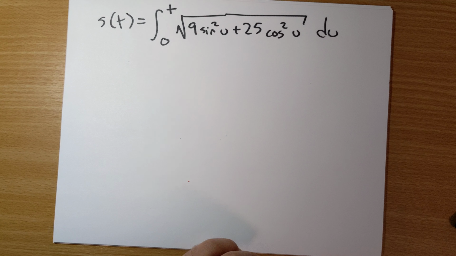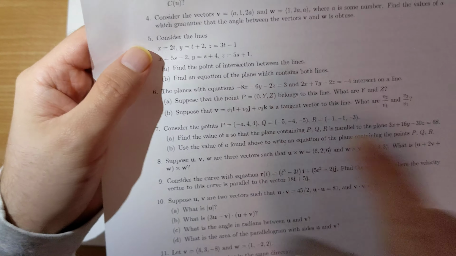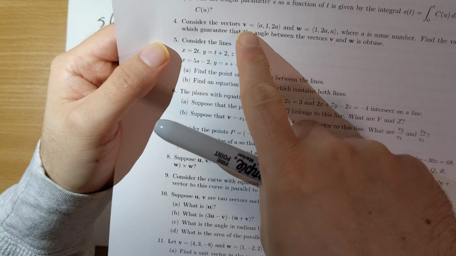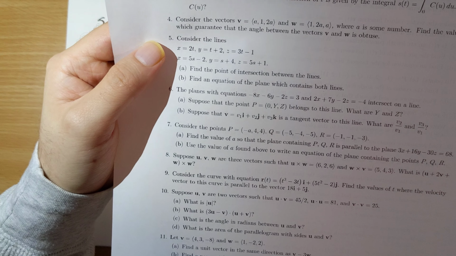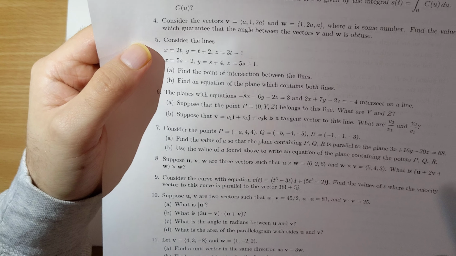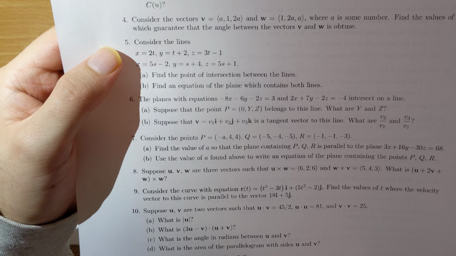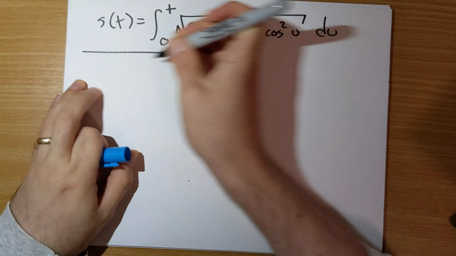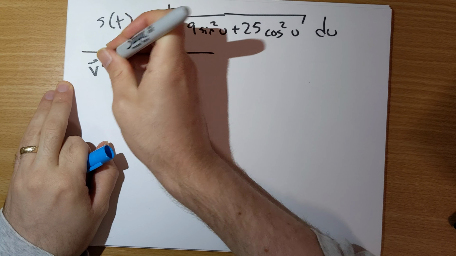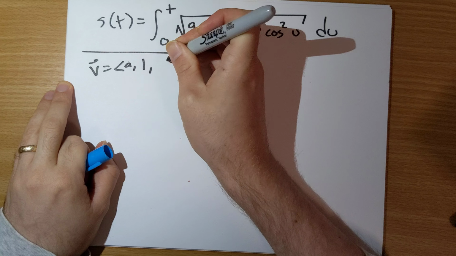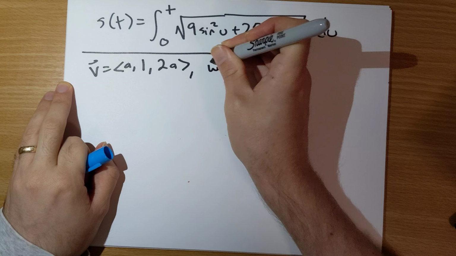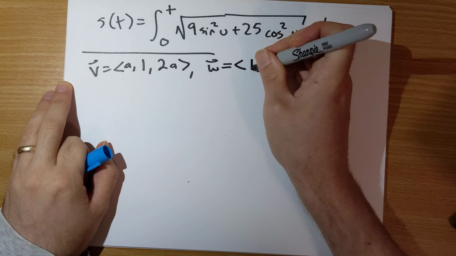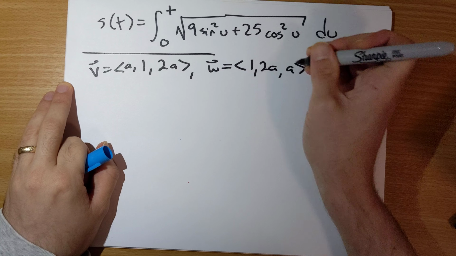Okay, so that was problem number 3. Let's take a look at problem number 4. Consider the vectors v is a, 1, 2a, and w is 1, 2a, a. a is some number. We want to find the values of a which guarantee the angle between vectors v and w is obtuse. So v is a, 1, 2a. w is 1, 2a, and a.